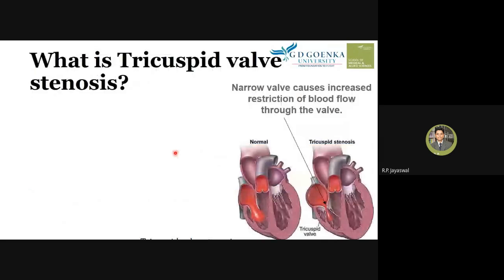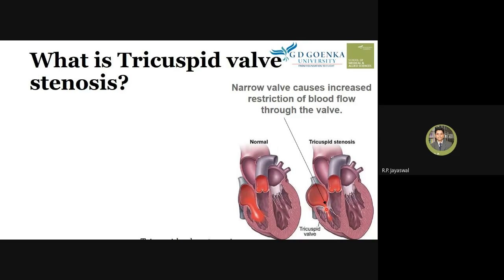The next disorder is tricuspid valve stenosis. Here we are going to learn the meaning of this disorder. Here we can see the image. This is the normal heart, where we can see the flow of blood from the right atrium to the right ventricle. This flow takes place through the tricuspid valve, which is normal and opens properly.